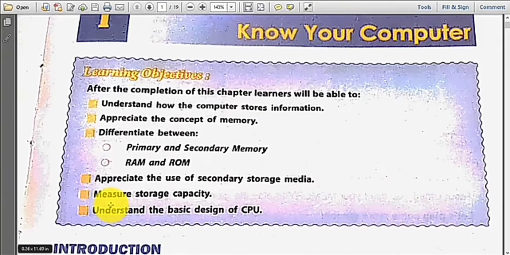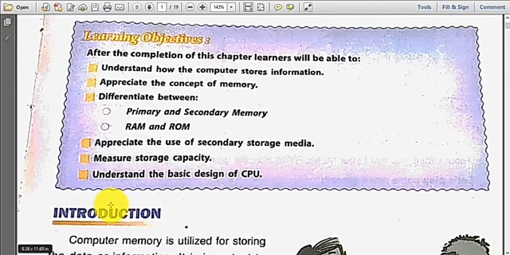Next one is measure storage capacity. To store information, we will use storage media. So how we can measure capacity of those storage devices. And finally, understand the basic design of CPU. We will understand what is CPU, how CPU works, what are the things needed for proper functioning of CPU.